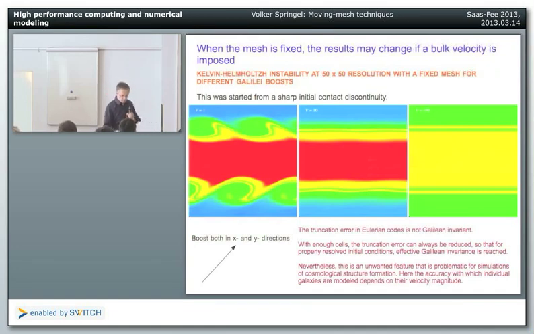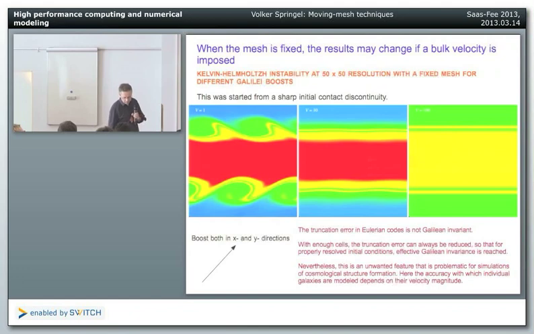And for example, if you apply such a boost, these are three repetitions of this Kelvin-Helmholtz test with a Eulerian fixed mesh code. If you make this velocity very large, you can make the result arbitrarily bad also, right?